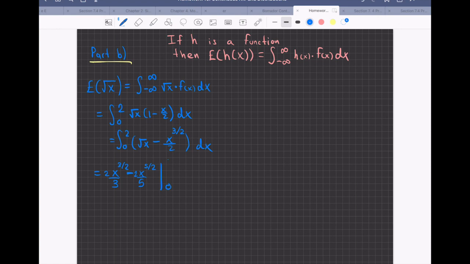Evaluated from 0 up to 2. Remember here, I'm using this formula. The integral of x raised to the n dx is x raised to the n plus 1 divided by n plus 1. The power rule for integration. And then you have to, oh, I'm sorry. This is correct, but I forgot this too. Don't forget it. So it's going to be 5 times 2 is going to be 10.